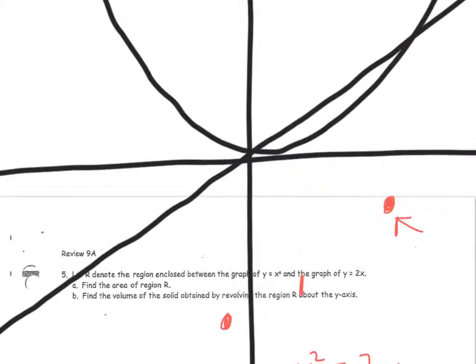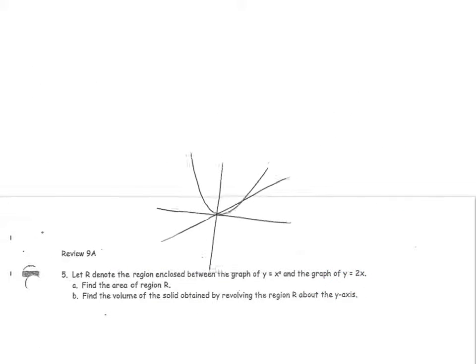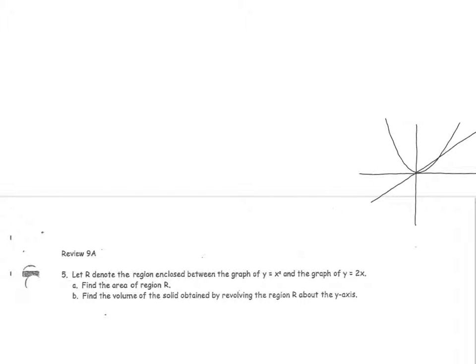Shrink this graph back down here. And so you're going to end up with the area from 0 to 2, top minus bottom: 2x minus x squared. The top function minus the bottom function, dx. We're just going to set these up right now. So that is your answer for A.